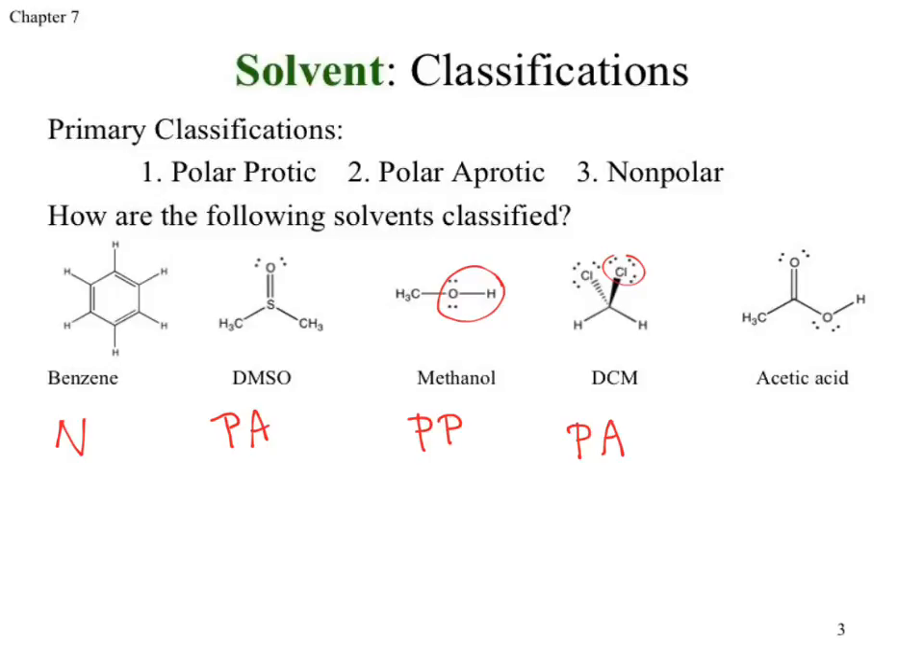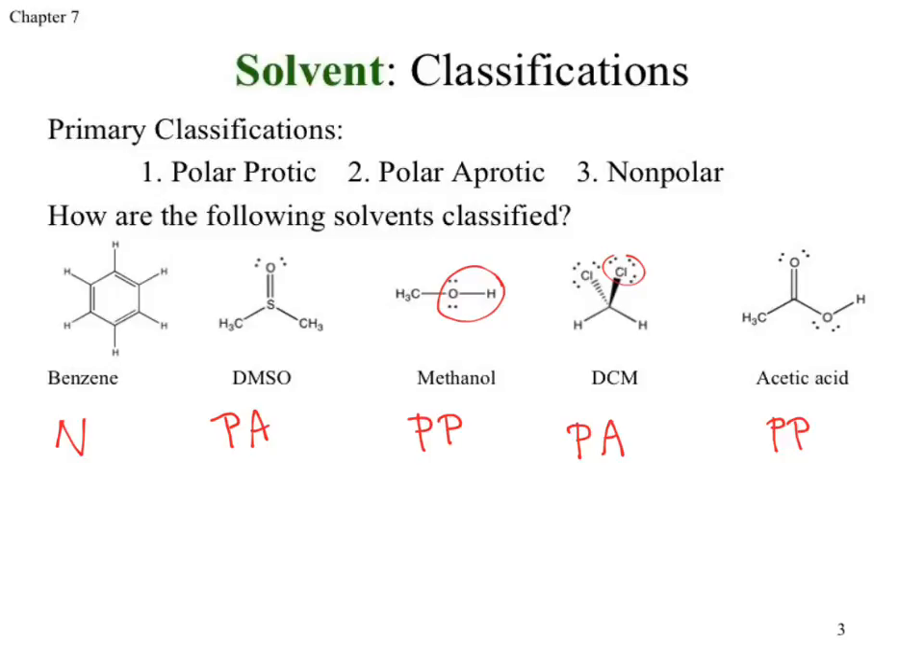Last one, acetic acid, polar protic. What if I told you benzoic acid? Do you need to see its structure? Why is benzoic acid polar protic? It's an acid. If it's an acid, by definition, it has a protic hydrogen. It has to be polar protic. Okay? Questions about your classifications? Kind of make sense? Okay.